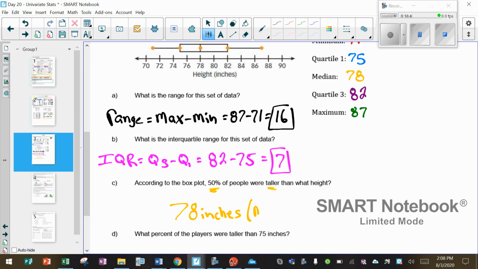And that is our median. Median is the exact middle score. So half are either at that height or below, and the other half are either at that height or above. So that's our middle number.